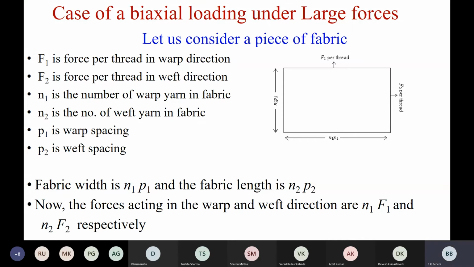N1 is the number of warp yarn in the fabric, N2 is the number of weft yarn in the fabric. So this is a fabric where F1 and F2 are the load applied in warp and weft direction respectively. This fabric has N1 number of warp yarn and N2 number of weft yarn. Let P1 be warp spacing, P2 be weft spacing. You know already what is P1, P2. Distance between two consecutive warp, P1. Distance between two consecutive weft, P2.